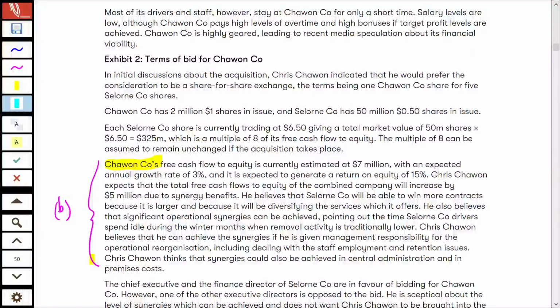So what technique to use to value the combined entity? Well, the clue is in the question, and if you've spent long enough immersing yourself in the question before you do the numbers, you will pick this up. So this is going to be a multiple of the free cash flow to equity, and the multiple is 8.